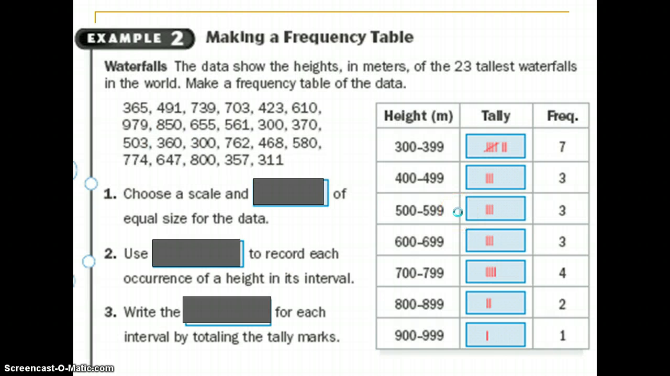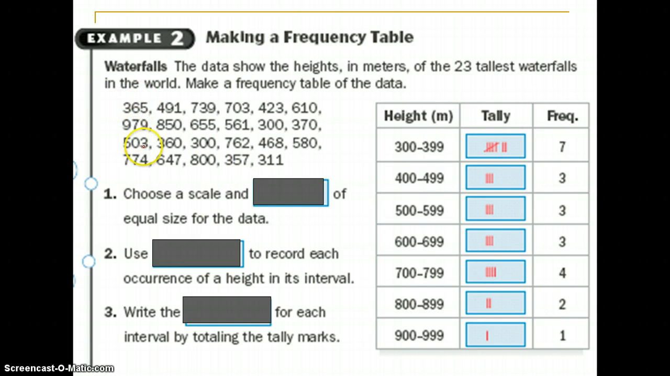Example 2, making a frequency table. The data shows the heights in meters of the 23 tallest waterfalls in the world. Make a frequency table of the data. Okay, first of all, we're going to choose a scale. This is my smallest number to my highest number.